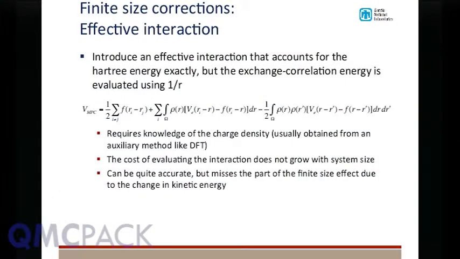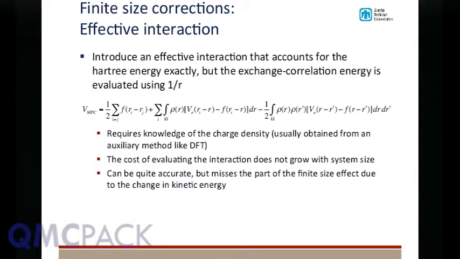The next method of estimating these finite size effects is to use an effective interaction other than Ewald that hopefully will take out a lot of the finite size effects. So what's done is you try to create an interaction that has the Hartree energy calculated exactly, but the exchange correlation energy is evaluated just using 1 over r. So I'm not summing over all of the periodic images. And so the form of this is here.